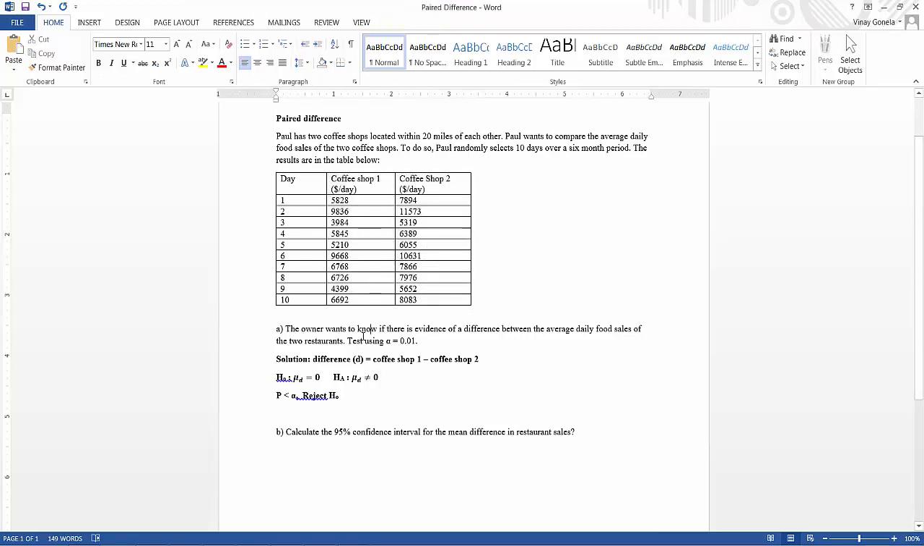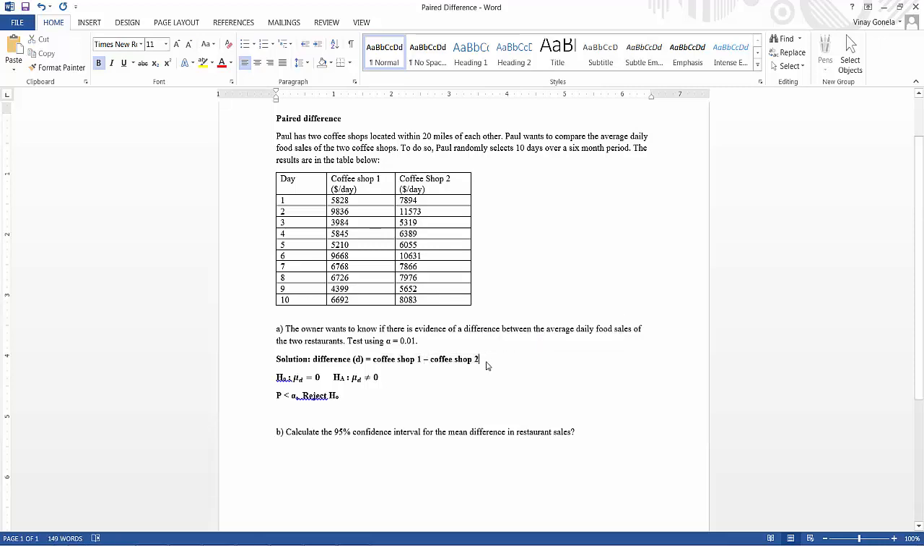So the owner wants to know if there is evidence of a difference between the average daily sales of the two restaurants, and we want to test it using a significance level of alpha equal to 0.01. To test the hypothesis, the first thing in a pair difference is to define the difference D. In our problem, we will do coffee shop 1 minus coffee shop 2.